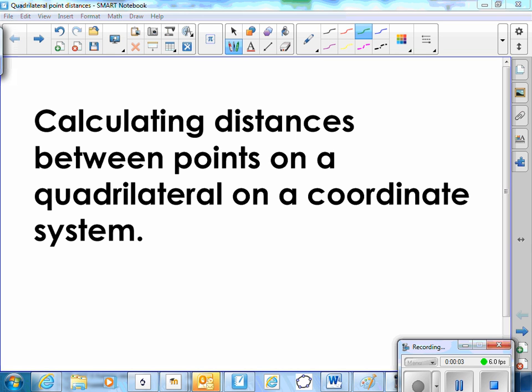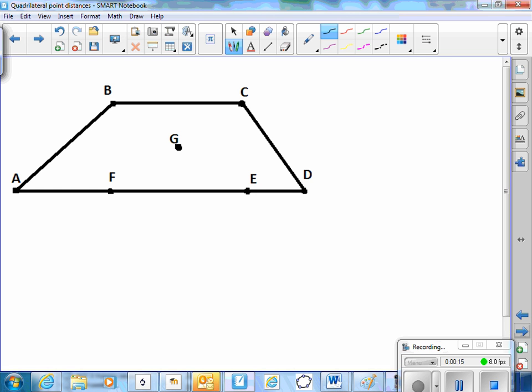In this video clip, I hope to be able to show how to calculate distances between points on a quadrilateral on a coordinate system. For example, this quadrilateral, it's a shape that has four sides. Let's say this point B is at 5, 6. Let's say A is at 0, 0, right at the origin.